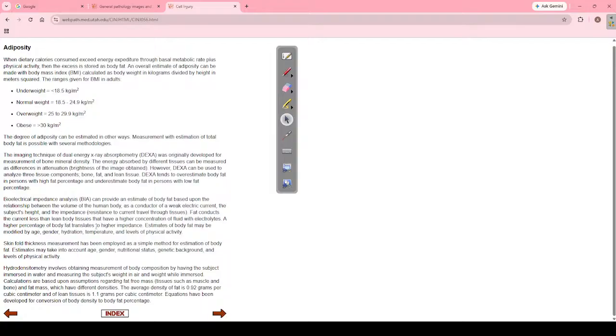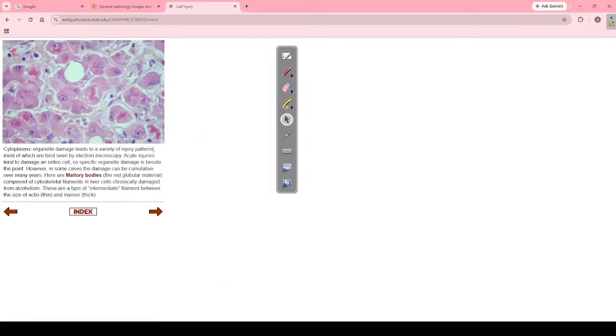Skin fold thickness has been employed in several places, like pediatric cases, and it is very simple. Hydrodensitometry involves measuring body composition by having a person immersed in water, measuring the subject's weight in air and weight while immersed in water. This is not being done. There has been research, but it's not being done, I guess. Obesity is not very much the topic of pathology.